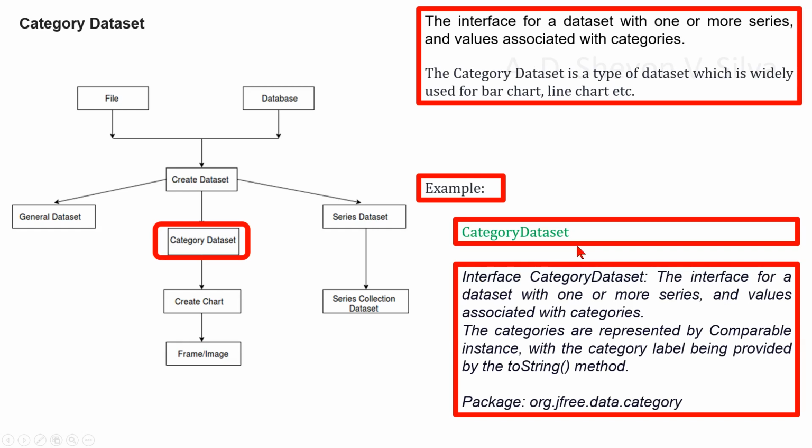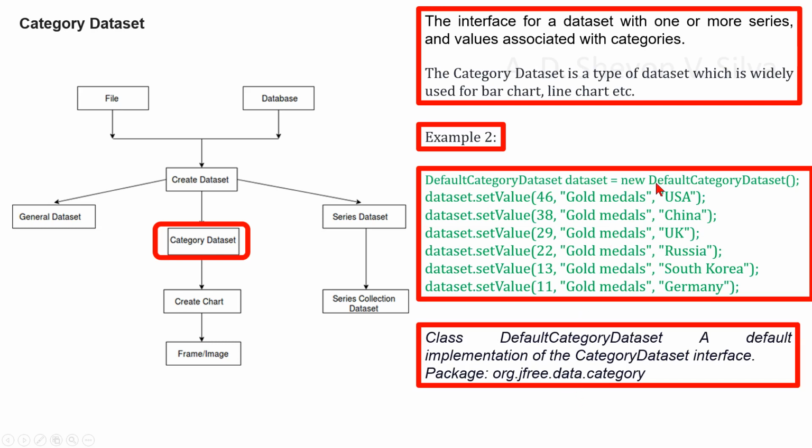Here the interface CategoryDataset. The interface for a dataset with one or more series and values associated with categories. The categories are represented by comparable instance, with the category label being provided by the toString method. Interface CategoryDataset is in package org.jfree.data.category.